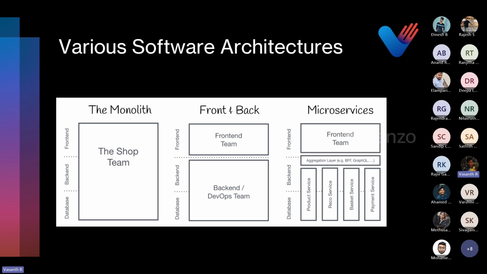After the monolith, came the front end and back end architecture, which was very prevalent some decade back. There would be a front end team and a back end team. The front end code would be separate, the back end code would be separate, and both would have separate servers. So this is the general front end back end architecture, which was prevalent a decade back.